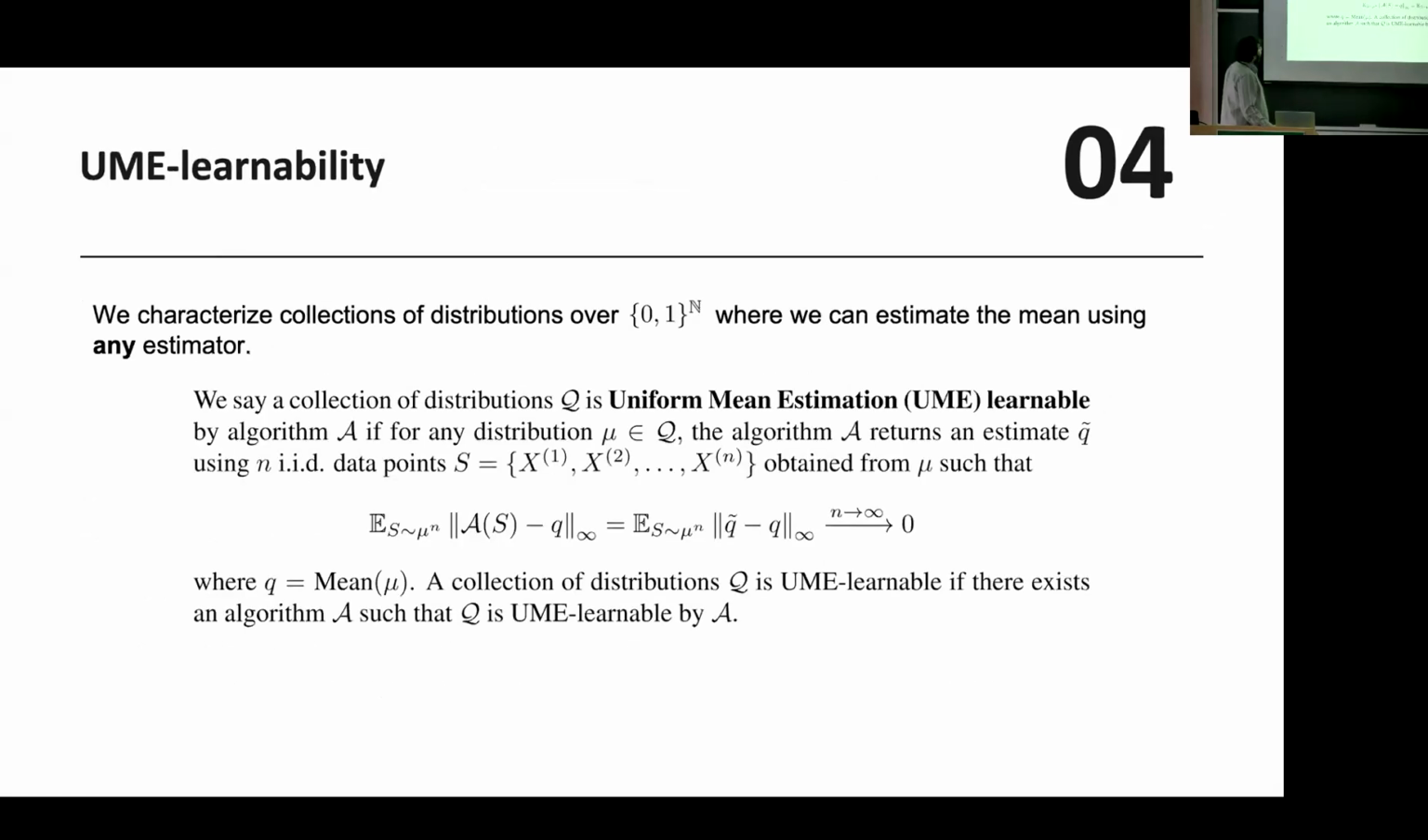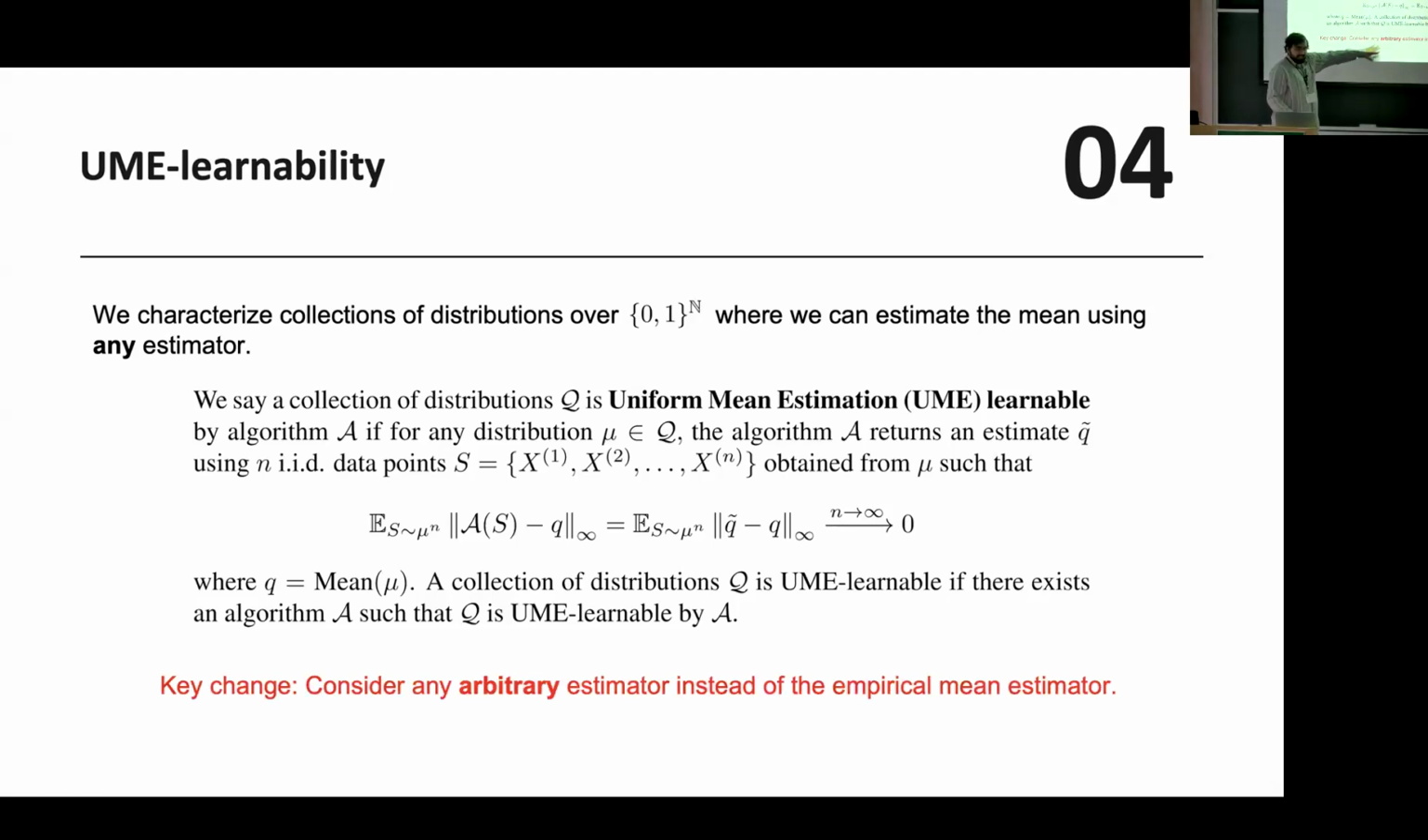So this becomes non-learnable by empirical mean, but it's very easily learnable because there is only one possibility, so you can just return that. So in this work, we characterize collections of distributions over {0,1}^N, the naturals, where we can estimate the mean using any estimator. So we define this new idea called uniform mean estimation, or UME learnability, in which we say a collection of distributions is UME learnable by some algorithm A if for any distribution the algorithm returns an estimate Q tilde using n IID samples such that the expectation of the L infinity norm between the estimate and the true mean goes to 0 asymptotically. And as a reminder, we consider any arbitrary estimator other than the empirical mean estimator.